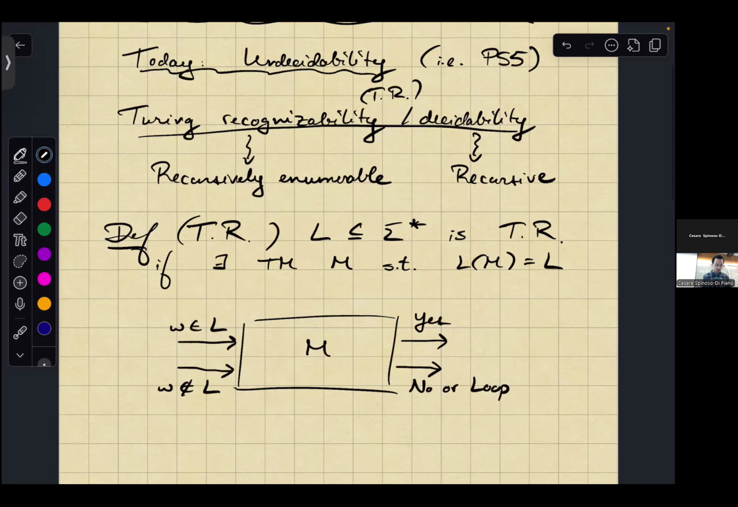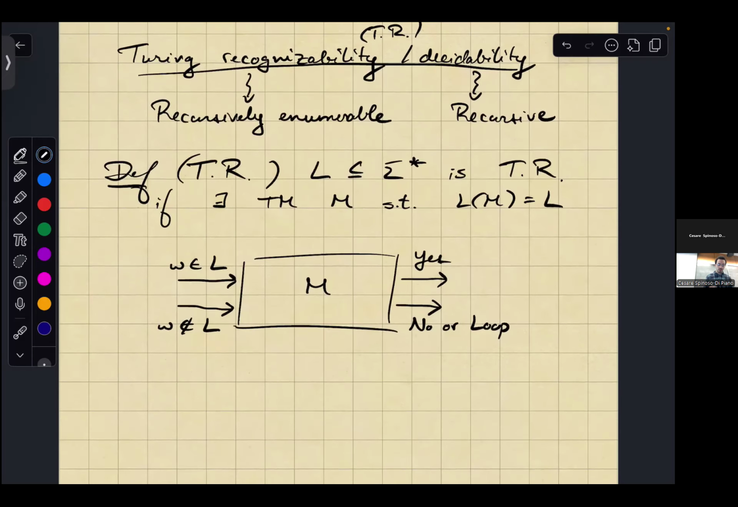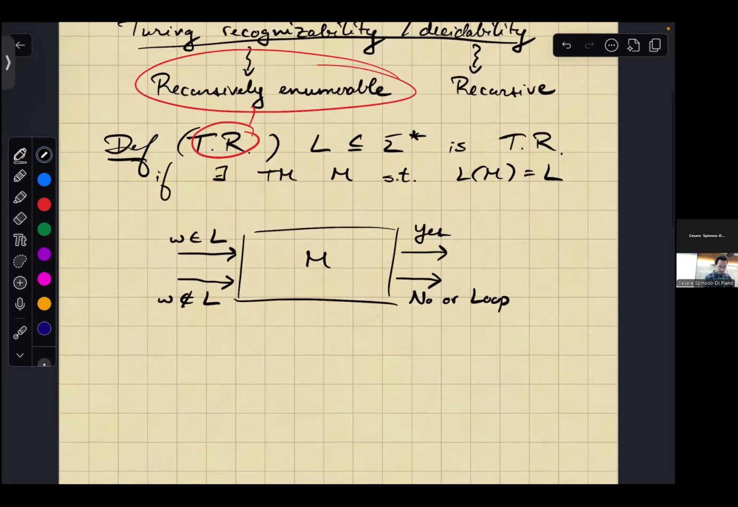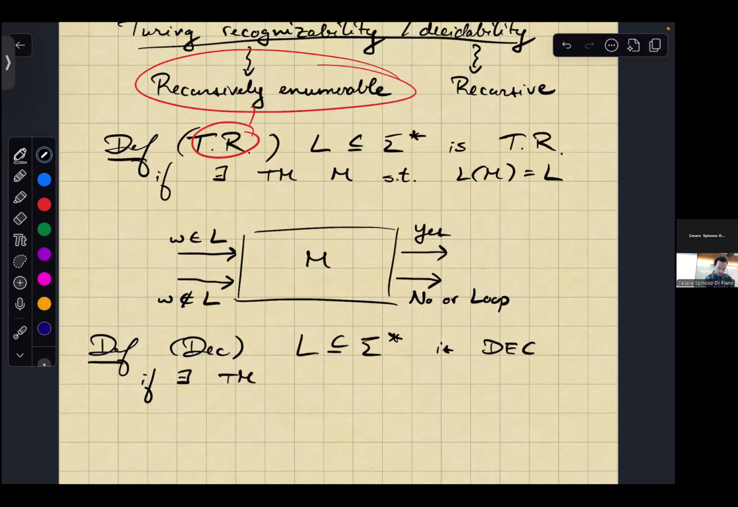Okay, so this is just a reminder of the definition of Turing recognizability, which, like I said before, in class was talked about as recursively enumerable. But I think Turing recognizability is a more intuitive definition. Then the other definition that I want to remind you of is of decidable languages, which I'll abbreviate as DEC. So a language is decidable if there exists a Turing machine M which decides L.